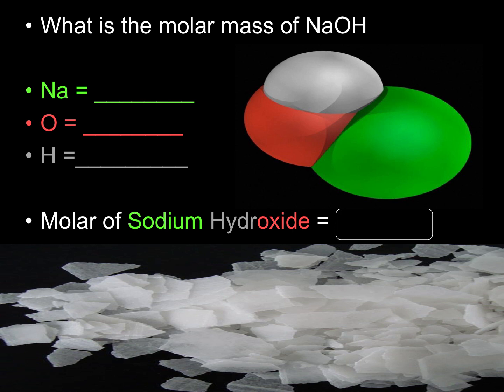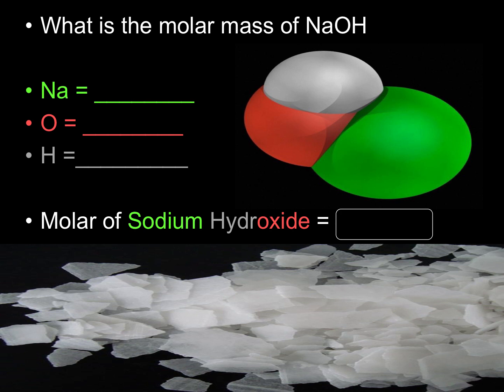Now, what if we need to find out how many grams we have or how many grams we need to get? In that case, we're going to need to know what the molar mass of the materials are. So remember that to find the molar mass, we're going to look on the periodic table at every single element that is involved in the compound.